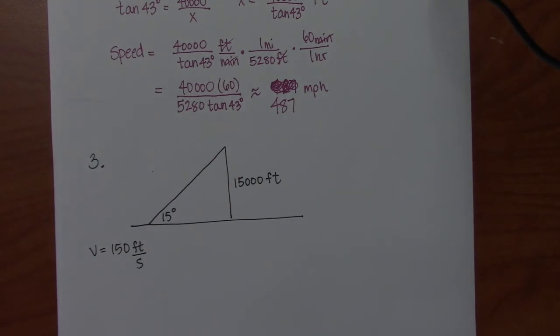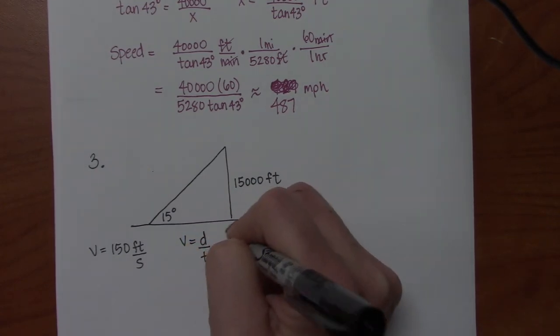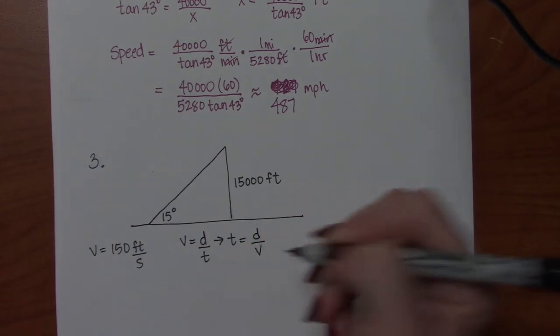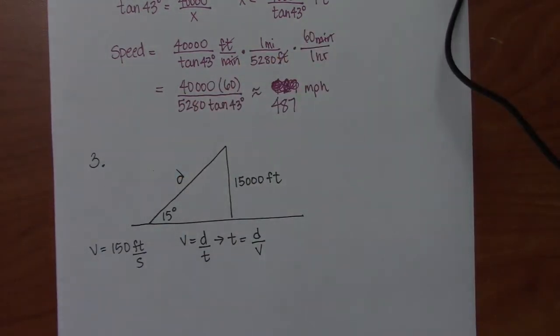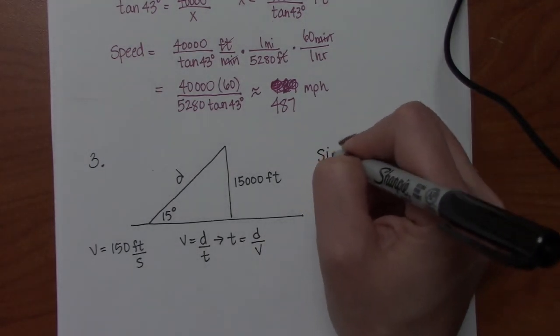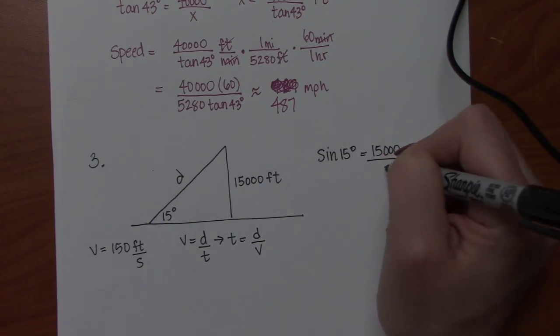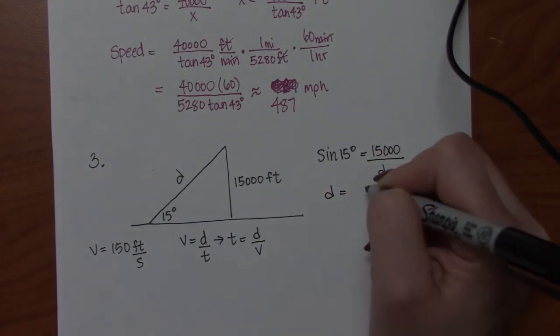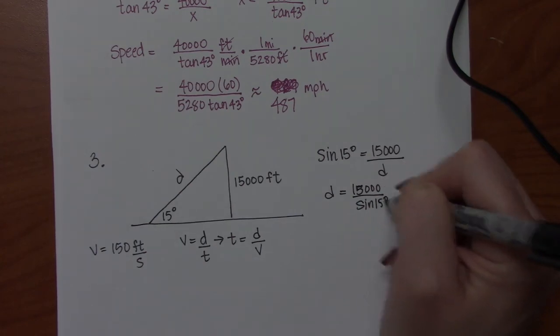So this means when we calculate time, time's going to come out in seconds because it's going to come out in whatever unit of time the speed was in. So if speed is distance over time, then time is going to be distance divided by speed. So if I can figure out how far the plane flew to get to 15,000 feet, then I can plug that in and divide it by the speed. So we'll call D the hypotenuse. And this is going to be opposite over hypotenuse, so we're going to use sine. So the sine of 15 degrees is 15,000 over D. So D is 15,000 over sine 15 degrees.